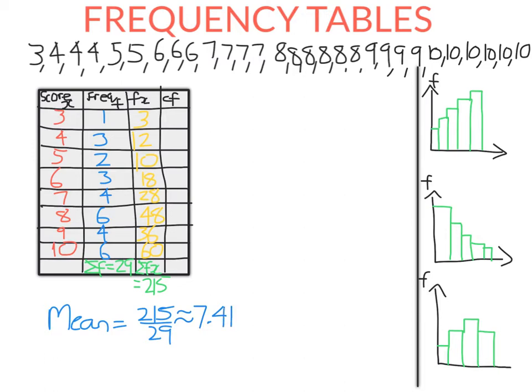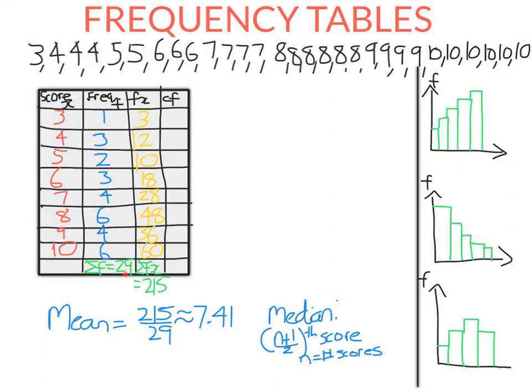Now, if you want to find the median of data like this, where you have heaps and heaps of data, a good formula is n plus 1 on 2. n is the number of scores. Now this formula, n plus 1 on 2, doesn't tell you what the median is. It tells you which score is the middle score.